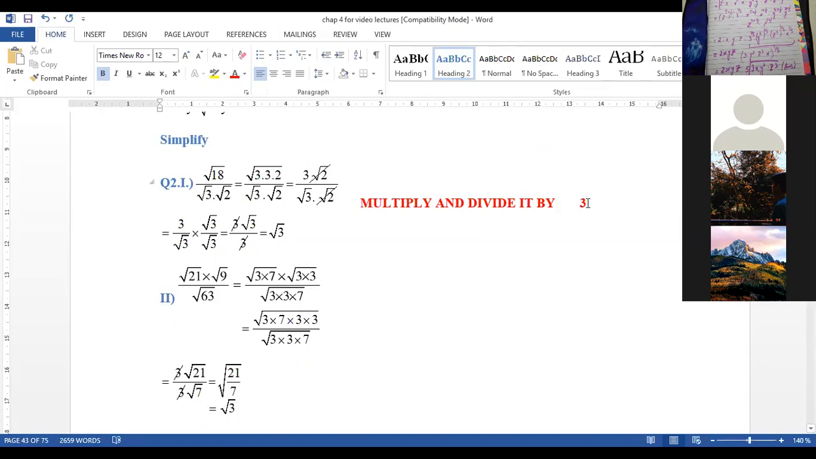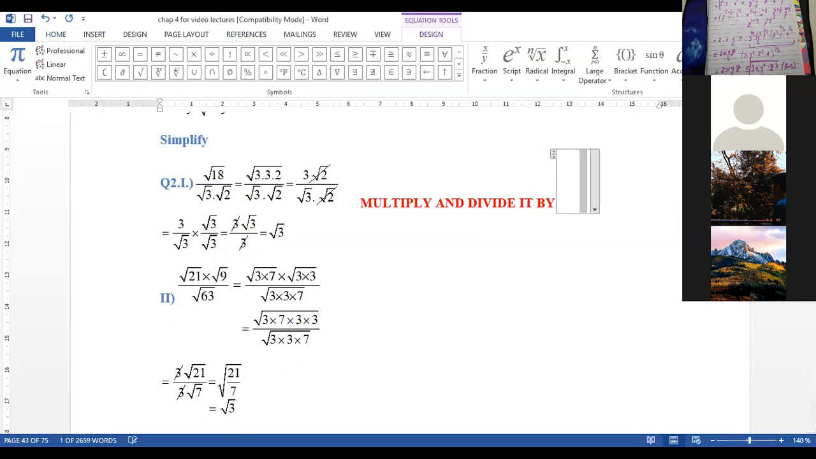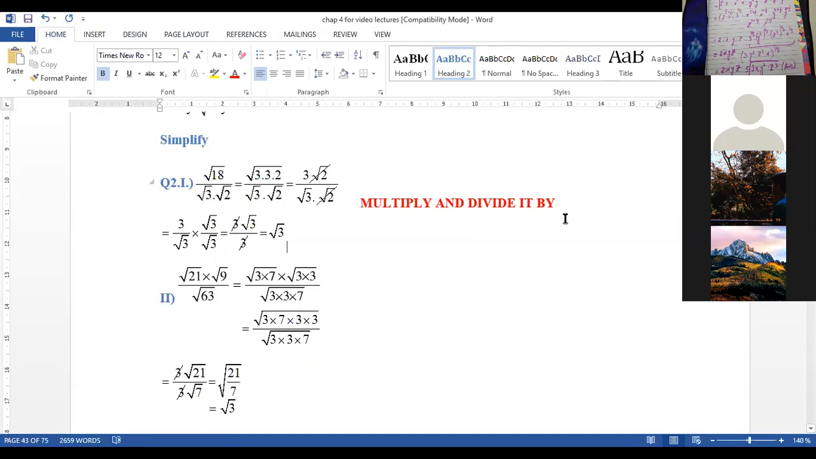You just have to place a radical sign. I'm getting a problem in writing it. I will show it on the page, the same step. I'll explain it quickly on the page. Wait for a second.